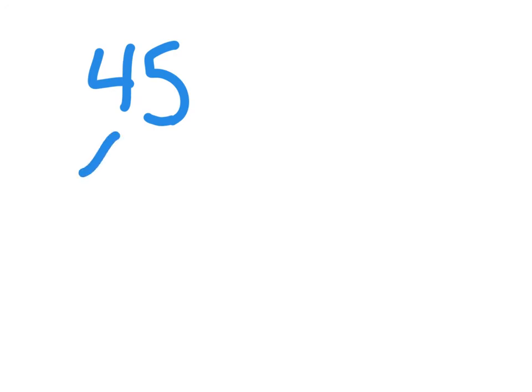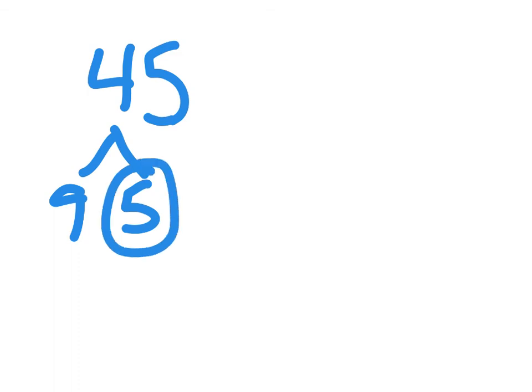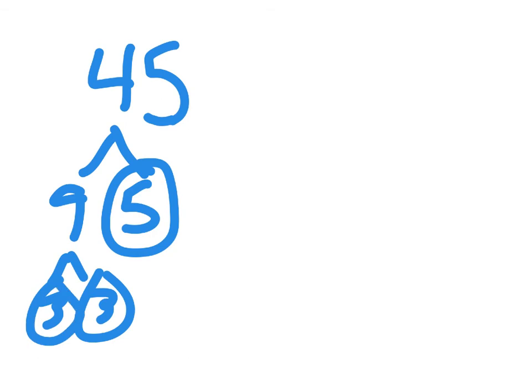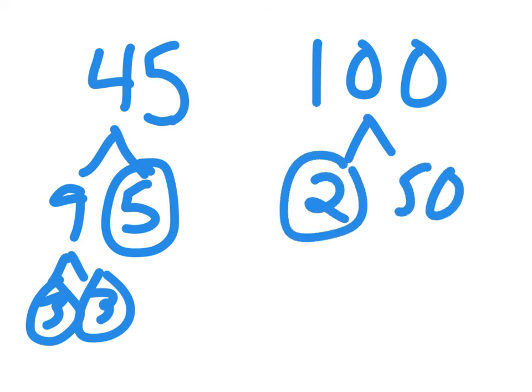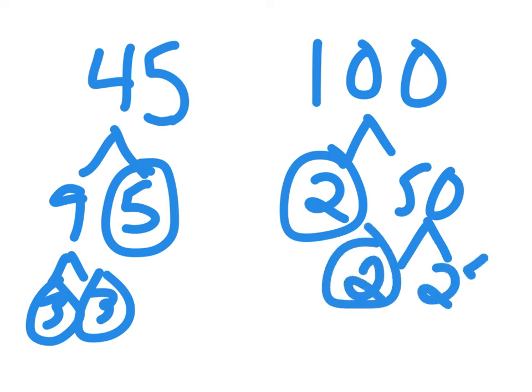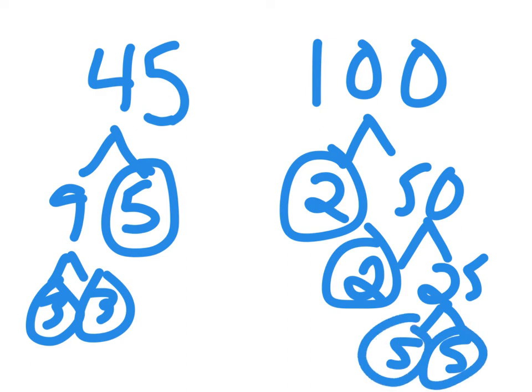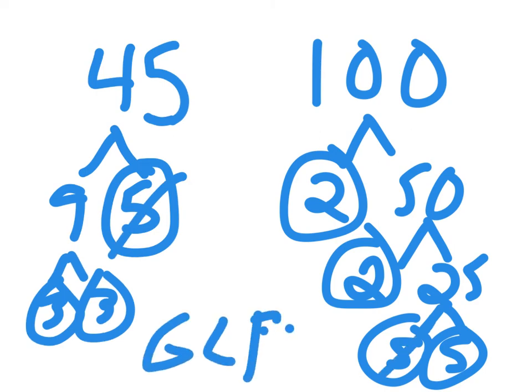All right, 45 is 9 and 5, 5 being prime. And 9 is 3 and 3. Both of those are prime. And now we go to 100. 100 is 2 and 50. 50 is 2 and 25. 25 is 5 and 5. Match these up. I don't have anything to match with the 3s, but I can match a 5 here. So again, my greatest common factor is 5.